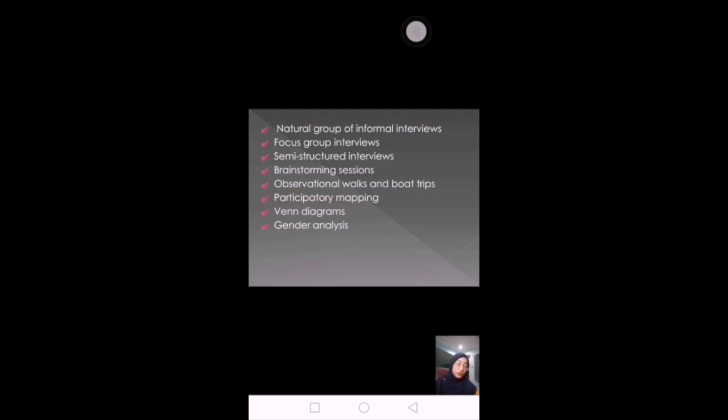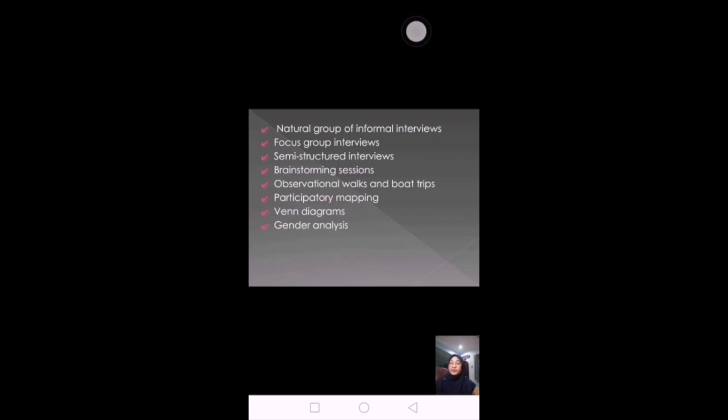Number 2, focus group interviews. That means semi-structured discussion with groups of people with common interests or characteristics. Example, a cross-section of ages, different villages. These techniques are useful for identifying and describing group perceptions, attitudes and needs.